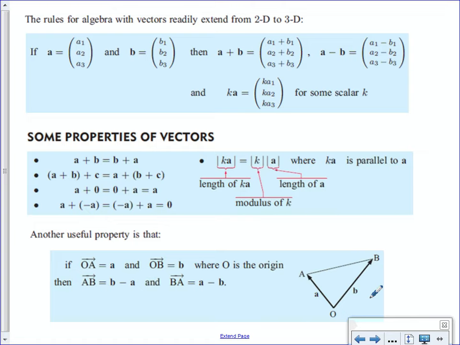So you said you did three-dimensional vectors too? The same rules apply with three-dimensional vectors. You have vector addition, vector subtraction, and scalar multiplication. Some of these properties should look familiar because they're the same properties as in algebra: commutative, associative, identity, inverse. And again, if you want to find AB, then it's B minus A, and BA is A minus B for the displacement vector.